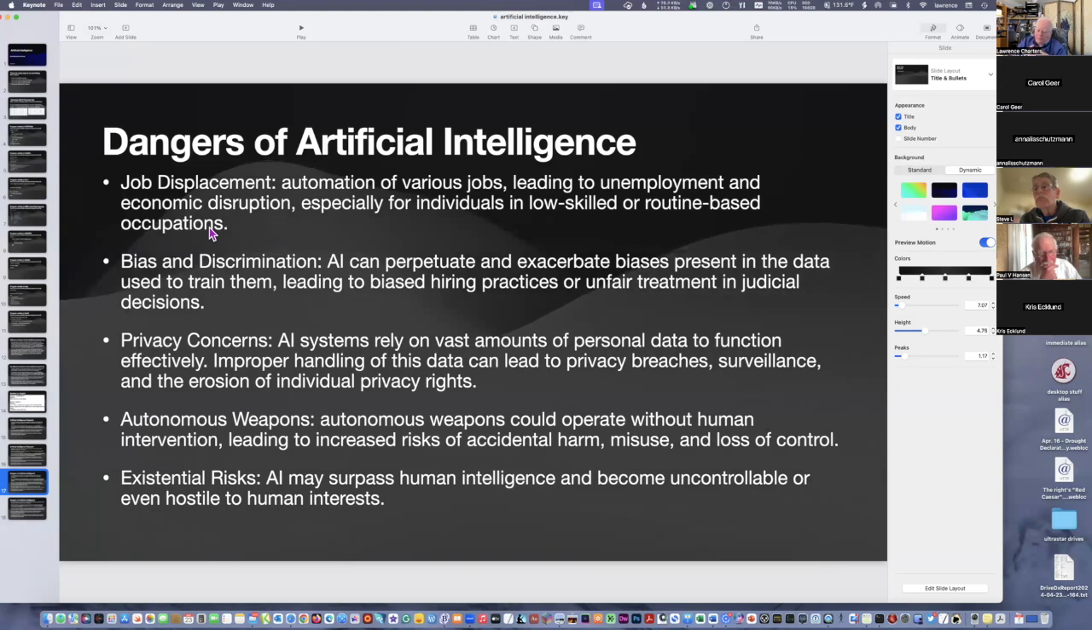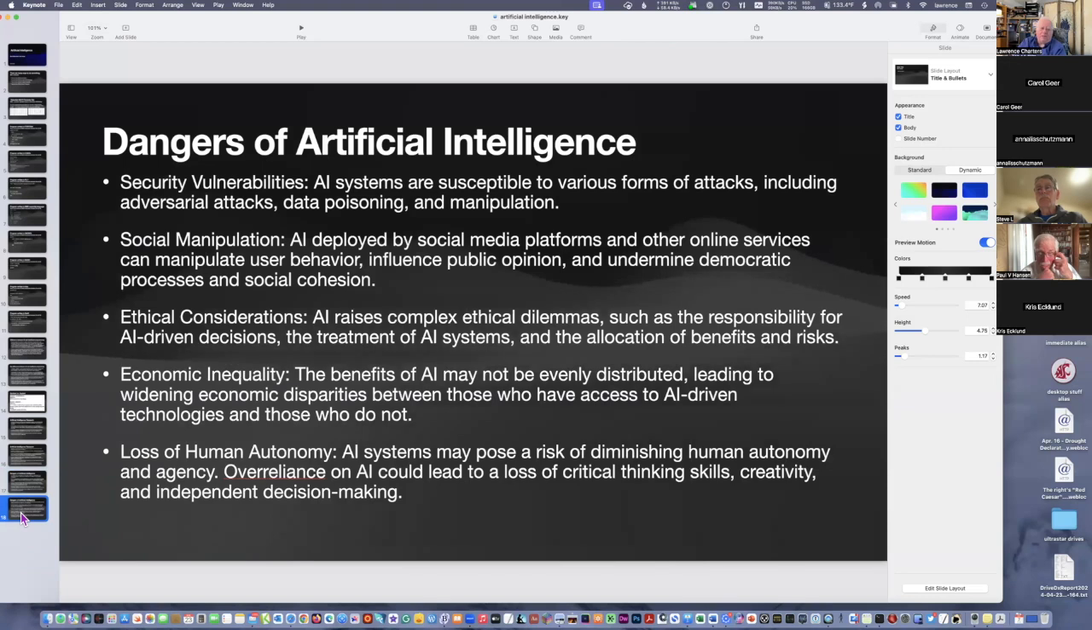And there's also the fear that a lot of people have that artificial intelligence may surpass our intelligence, and they might decide that maybe we're a threat. That's a common theme in a lot of science fiction movies. And even though we're not near that point, it's still something we should pay attention to.